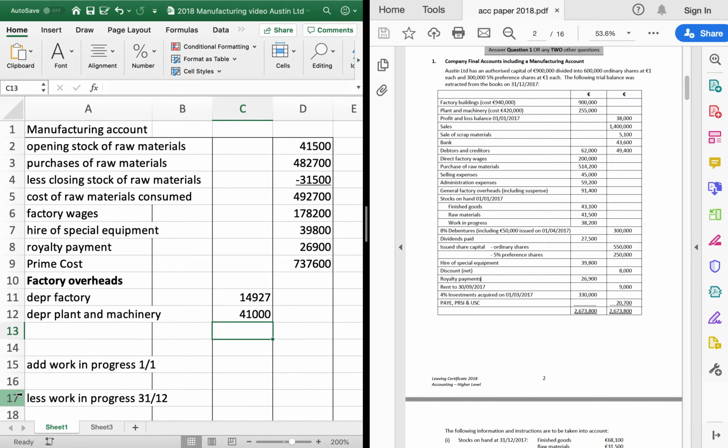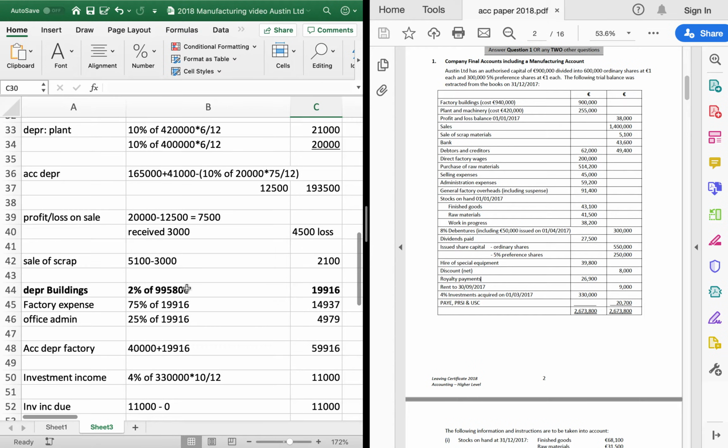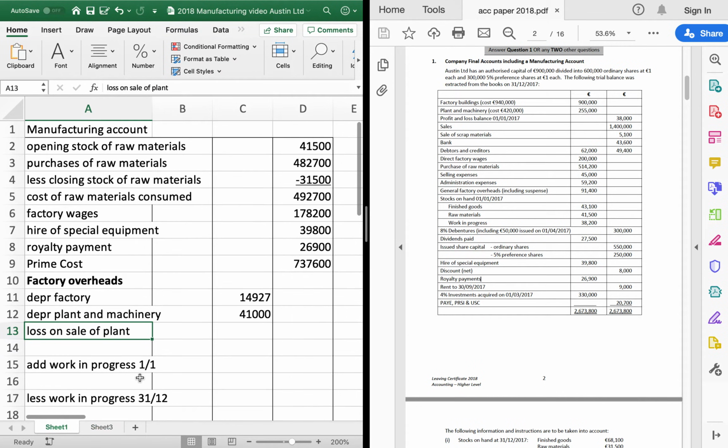We've got direct factory wages. We're going to have the loss on the sale of plant. It's from the same working. 4,500. And then is there any more? General factory overheads.